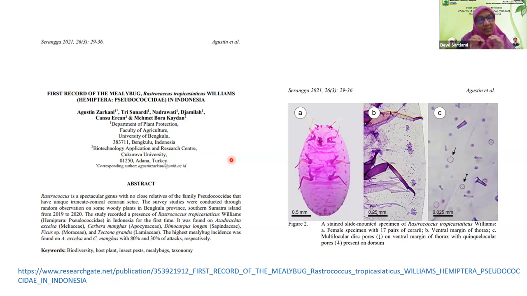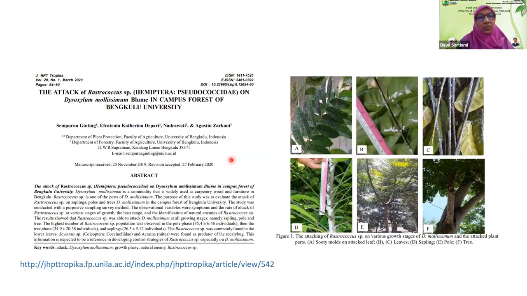So there is another list again, what we found in the literature of Pak Agustin and Ibu Sampurna about Rastrococcus. They tried to count like this. So actually, if we give more attention to the plants around us, we can find a lot of something new.